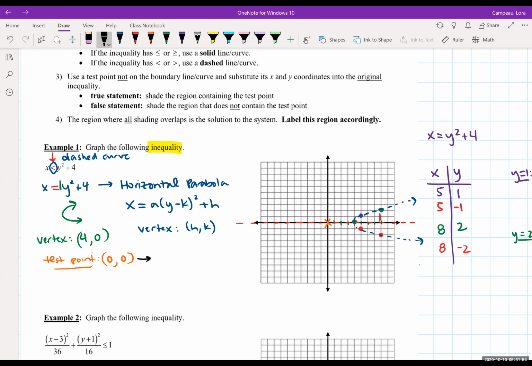So the original inequality is, 0 for x. 0 is less than, and that's a question, 0 is less than 0 squared plus 4. And then we're just trying to see, do we have a true or false statement? So let's simplify. We have 0. Okay, no problem there. Now 0 squared plus 4 is 4. So then you just have to ask yourself, is 0 less than 4? And you're saying, yeah, 0 is less than 4. So what we have for ourselves is a true statement.